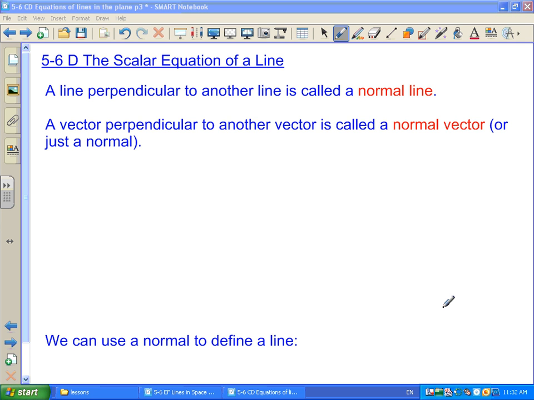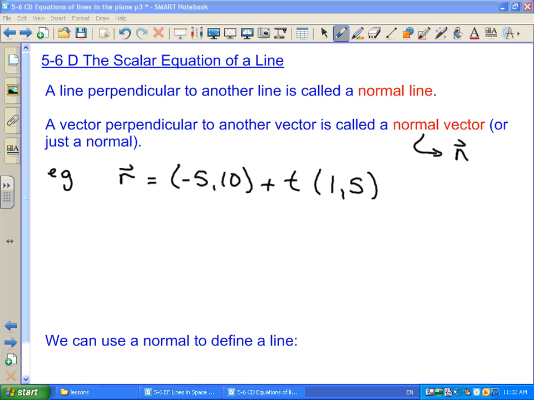So the symbol that we normally use, no pun intended, for a normal vector is n with the vector symbol over it. When you see that, we're talking about a vector that is at right angles to some other vector that we're interested in. So, for example, let's say we've got a vector equation of a line here. I'll use (-5, 10) plus t times (1, 5) as our direction vector.